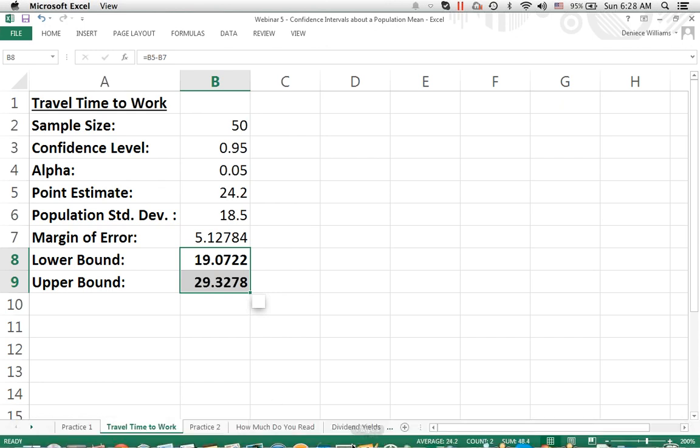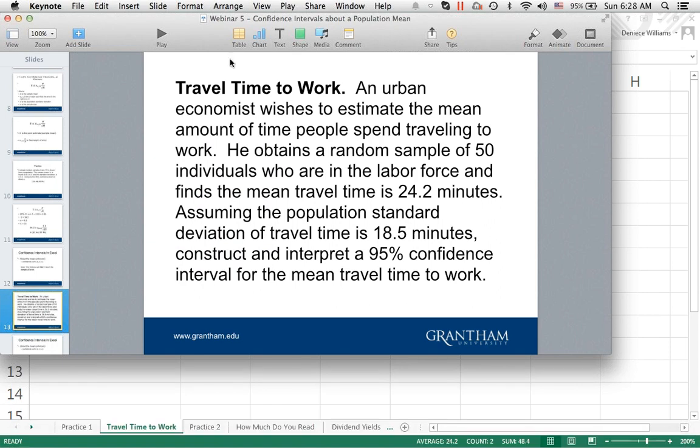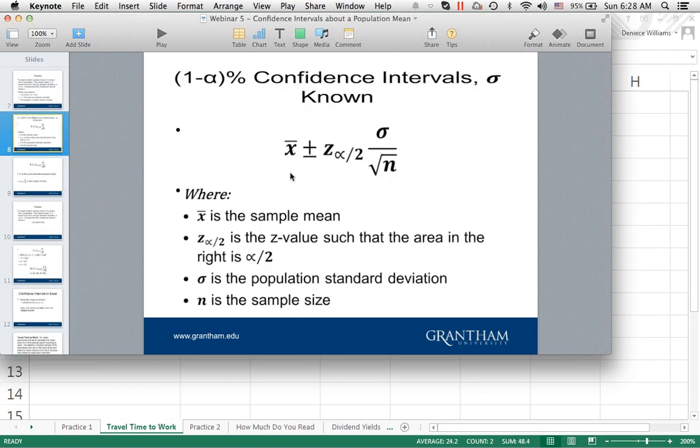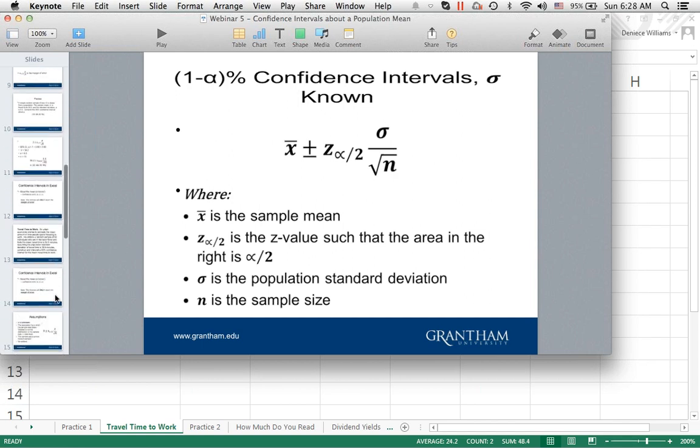Okay, now let's go back to the presentation and move on. What we've been doing is working with data that has some criteria that must be met. Remember that we know the population standard deviation, the sigma here. We know sigma. Now, what if we don't know sigma, which is more often the case?